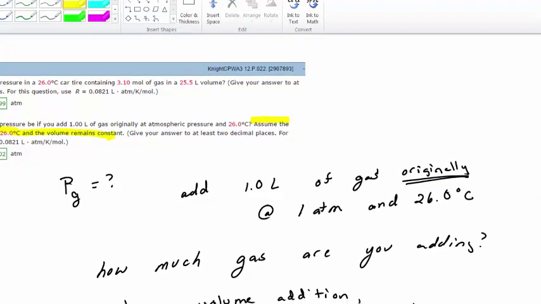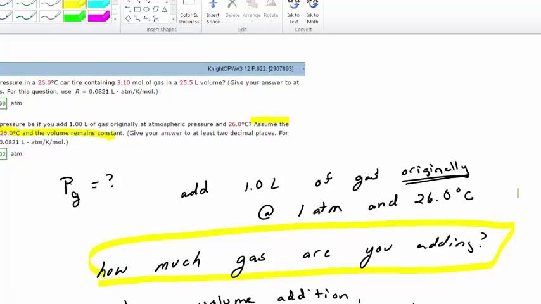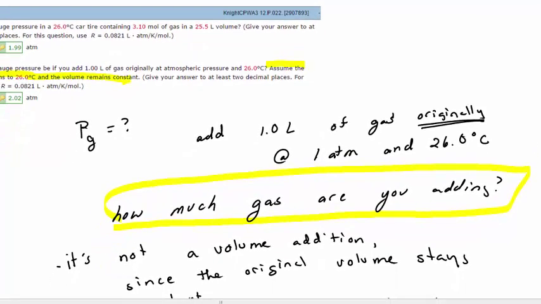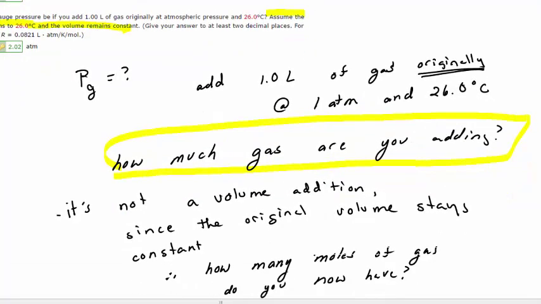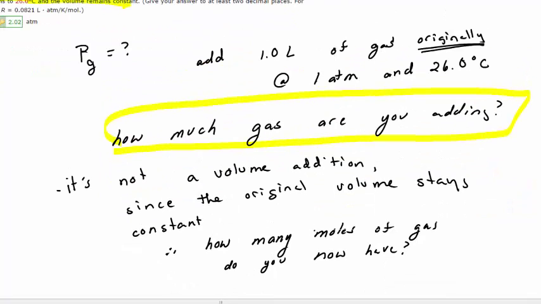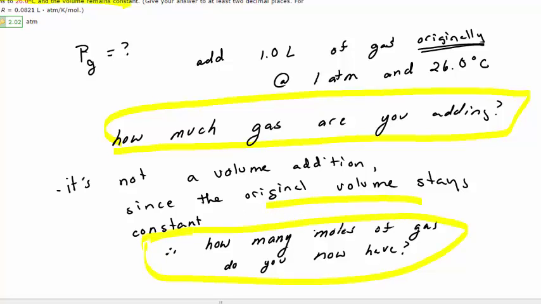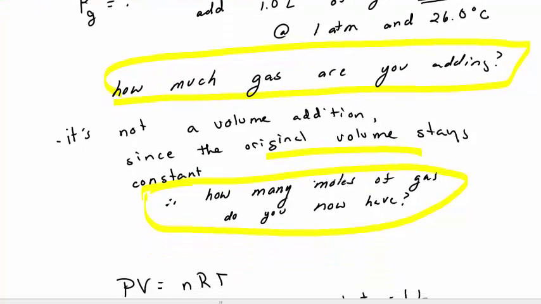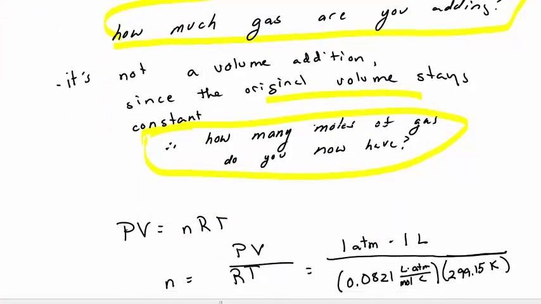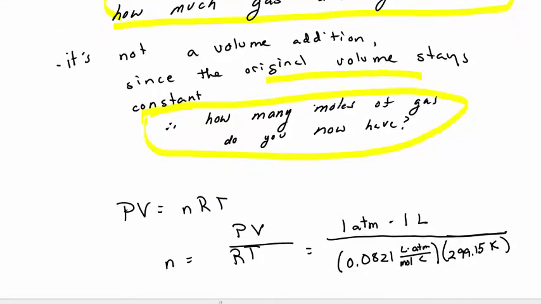Well, you're asking how much gas you are adding. And you've got to figure that out before you can figure out what the new gauge pressure is. So it's not really a volume addition because the volume is returned back to 25.5 in this problem. The original volume stays constant. So the real question I'm asking is, how many moles of gas do I now have? It's no longer 3.1. It's changed. So in order to figure out how many moles of gas I now have, I'm figuring out how many moles of gas I've added. I'm just going to use PV equals nRT again, but this time I'm solving for n, the number of moles.